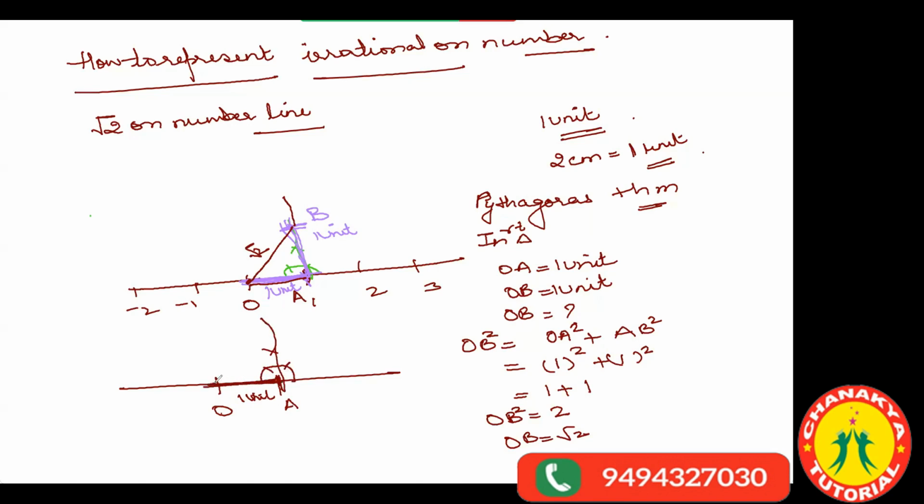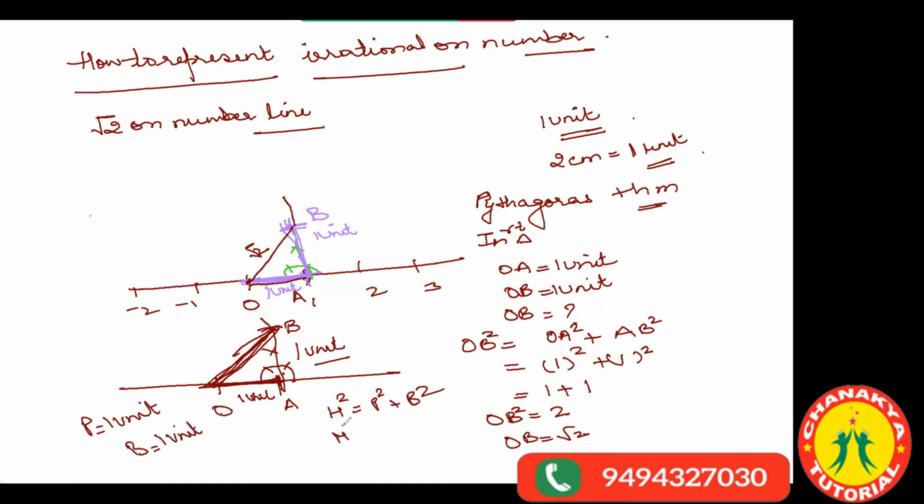Now take this distance OA in your compass and cut this radius from this arc. Let this point be B. Now next is join O to B. Right. Now this is 1 also. So now you can apply this Pythagoras theorem. Largest side is your hypotenuse. So hypotenuse square is equal to perpendicular square plus base square. Here perpendicular is 1 unit and your base is also 1 unit.